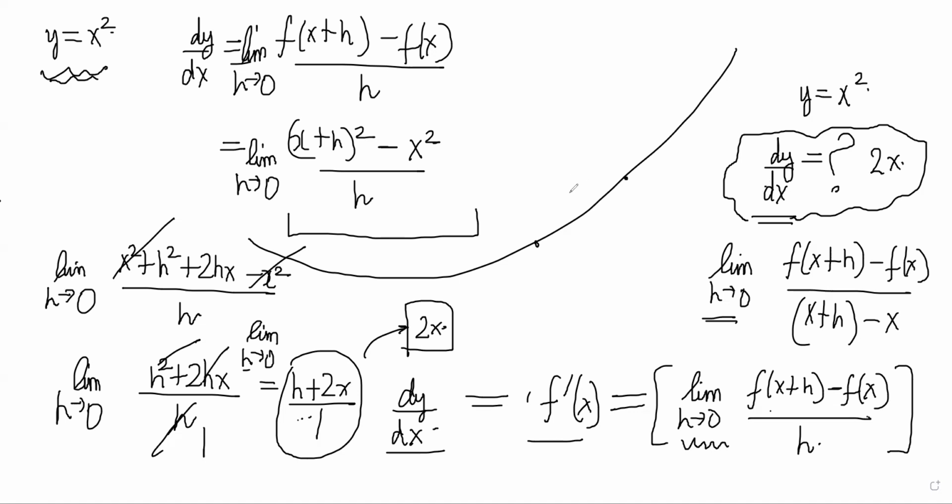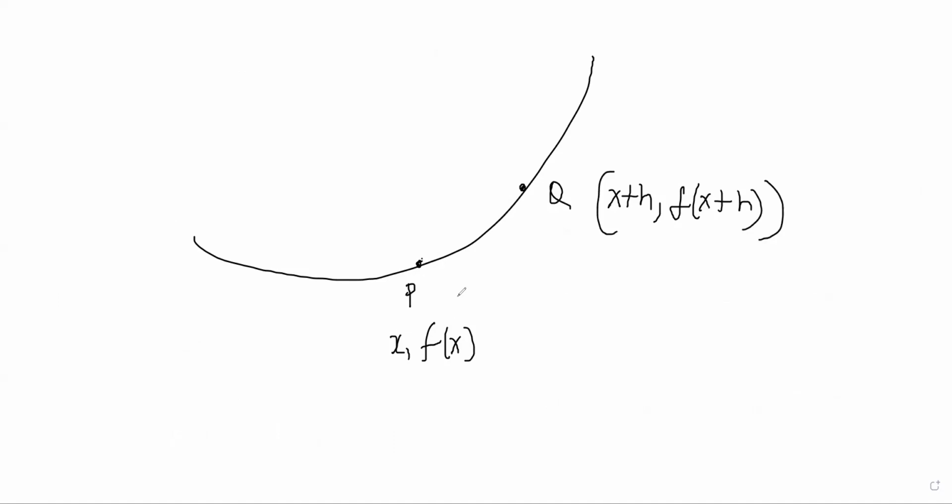There is another way to think about the derivative. If you take 2 points P and Q on the curve, this point is x comma f of x, and this point is x plus h comma f of x plus h, right? If you join the two points by a chord line or a secant line, you can see that this line has a slope, right?